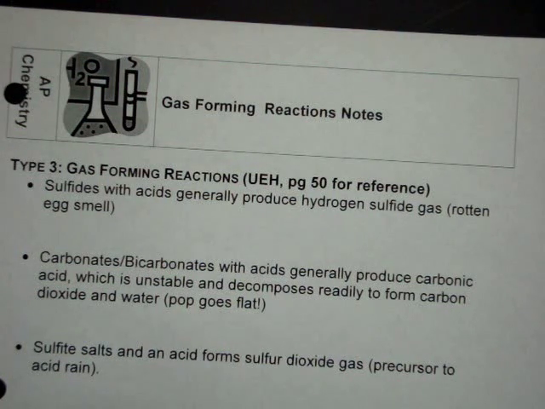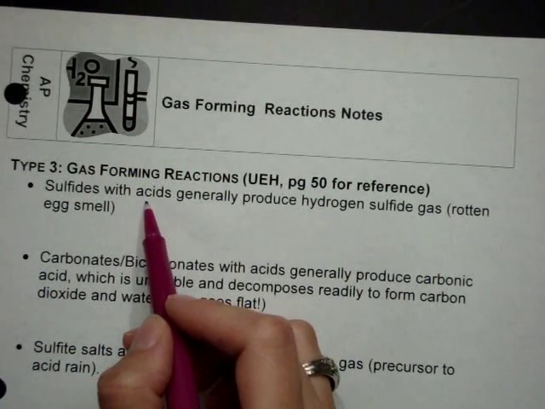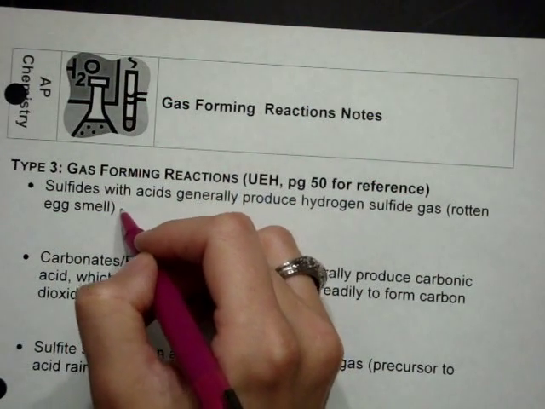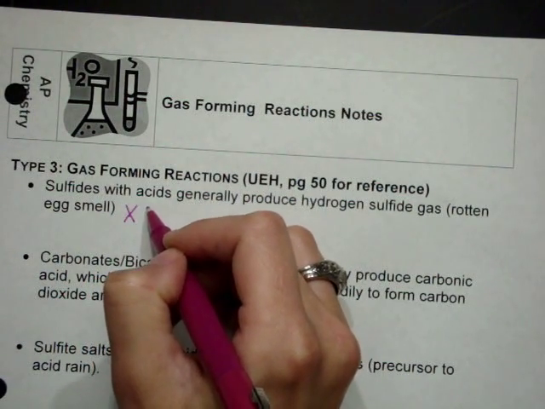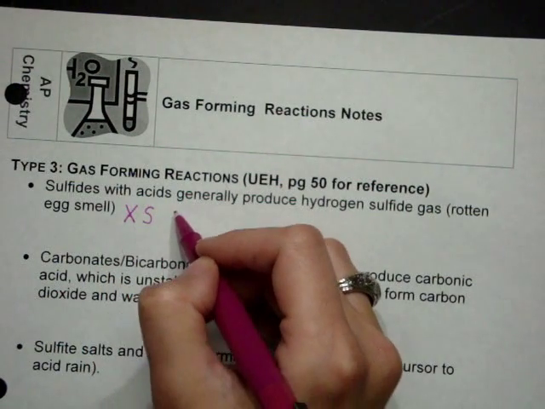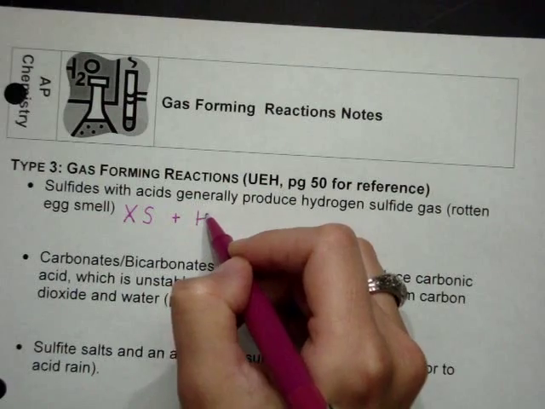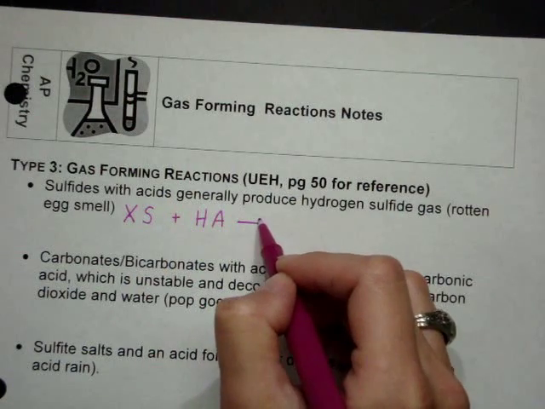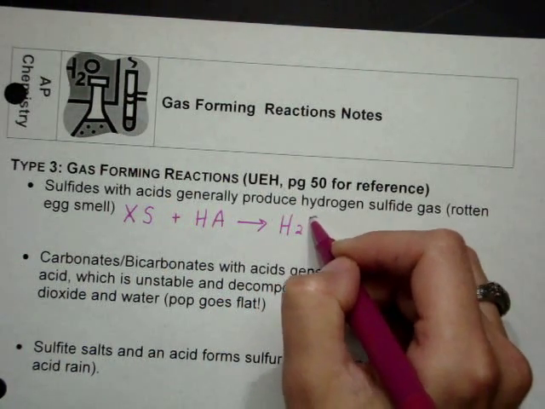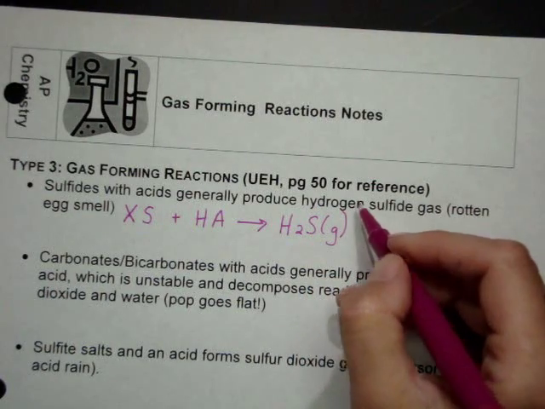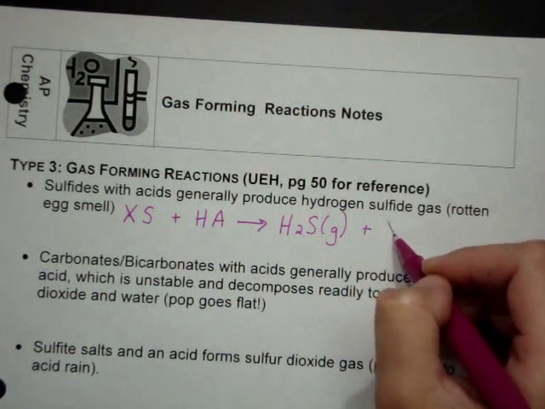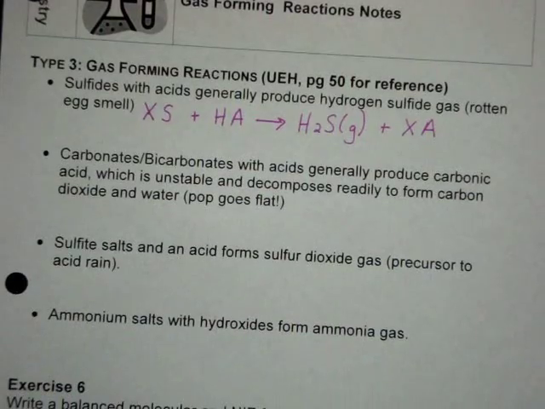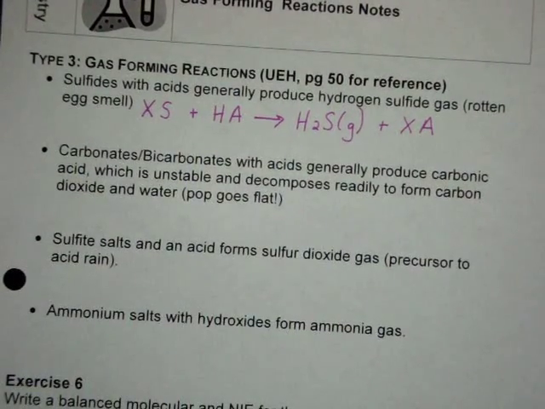The first one is that any sulfide salt reacting with an acid produces hydrogen sulfide gas. What that looks like is something like XS, or you could call it metal S, so a metal salt, plus some kind of acid, HA, and that will produce H2S gas and some kind of a salt, so XA. You don't see those too often, but you still need to know that they're there.